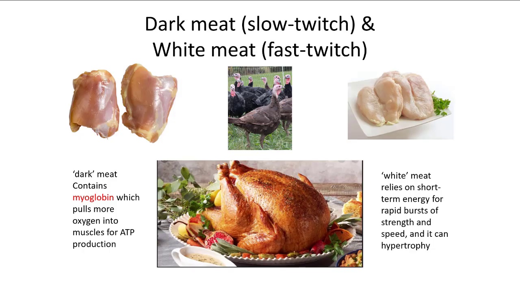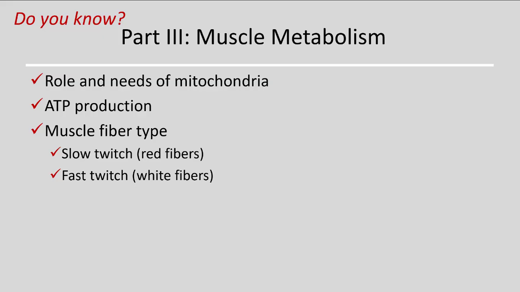So the dark meat in a turkey is really slow twitch, where the white meat in a turkey is fast twitch. So the breast meat in a turkey, because they don't fly around very much, is the white meat. That's their short burst of energy. But turkeys are walking around all day long, so it's the thigh muscles that have the dark meat. So that's the slow twitch muscle fibers.